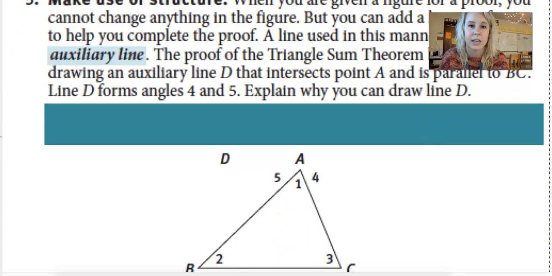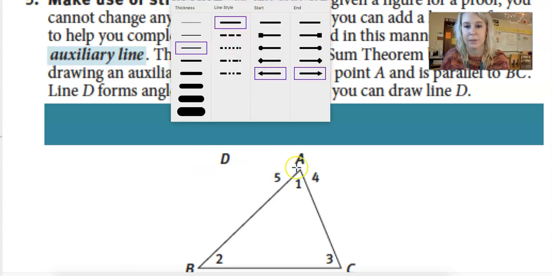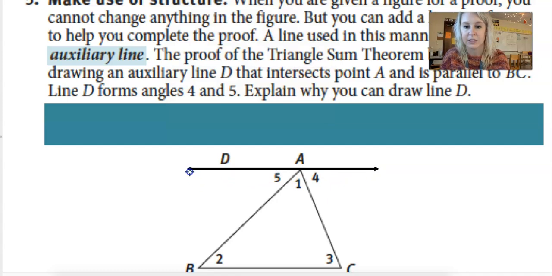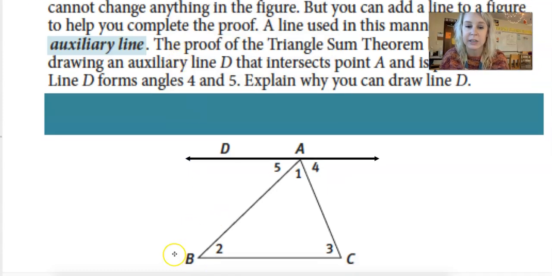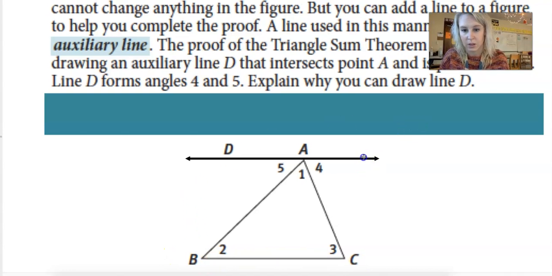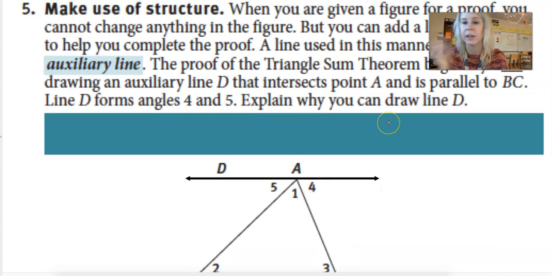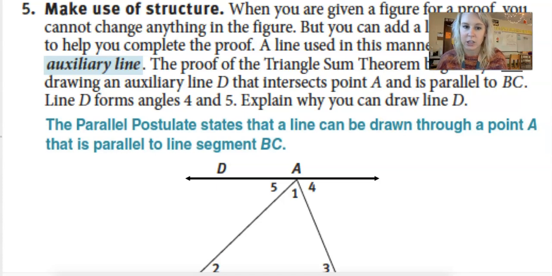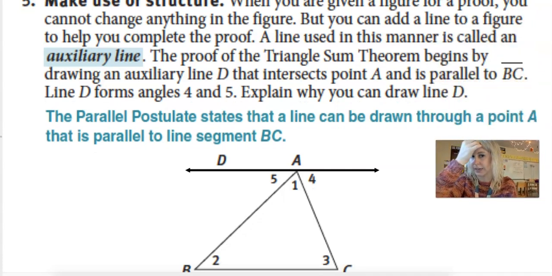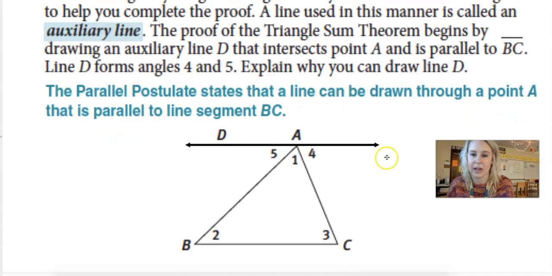So what that means is I'm allowed to draw a line. So let me get my line ready. I'm allowed to draw a line from A to D so that it's parallel to BC. They have the same slope, and it creates the angles 4 and 1 and 5. Explain why you can draw a line. The reason I can draw a line is the parallel postulate states that a line can be drawn through point A that is parallel to BC. And we'll talk about that parallel postulate in a second. So I'm allowed to draw a line that is parallel to BC.